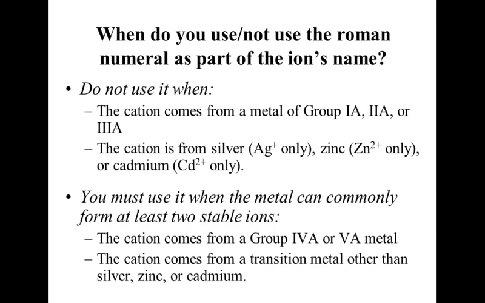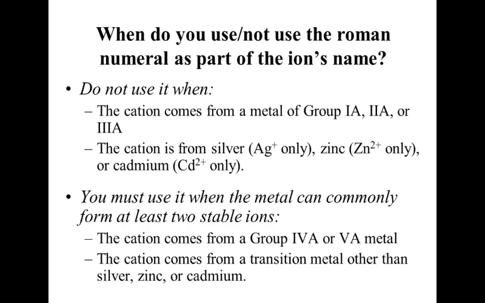Actually, if one of those 3 is your metal, you don't use a Roman numeral, and I'm kind of apologetic, because they only have one form. Silver's always +1, and the other 2 are +2. Cadmium +2, zinc +2. So that's one of your crosses to bear.